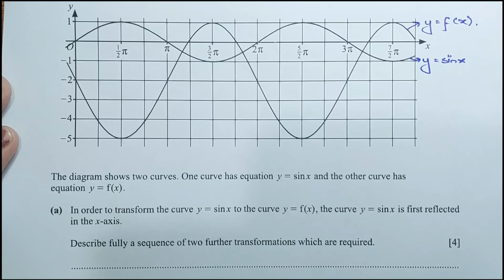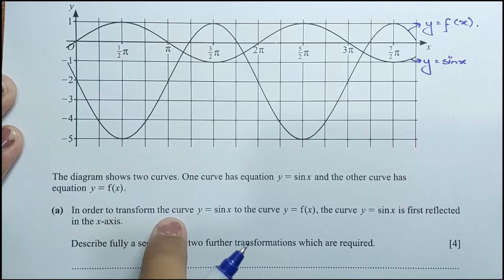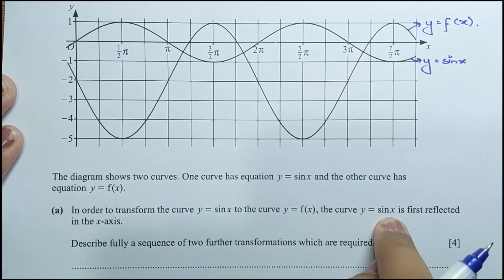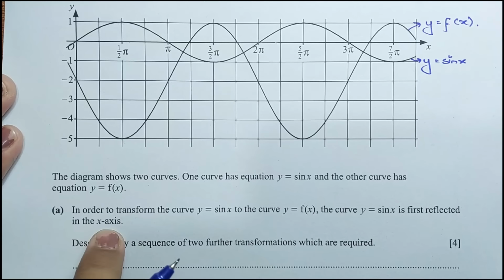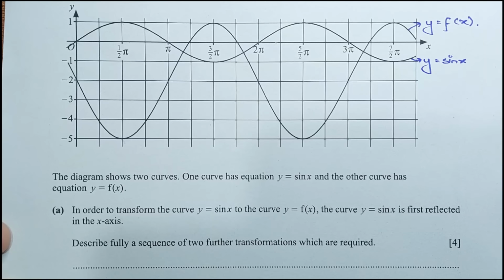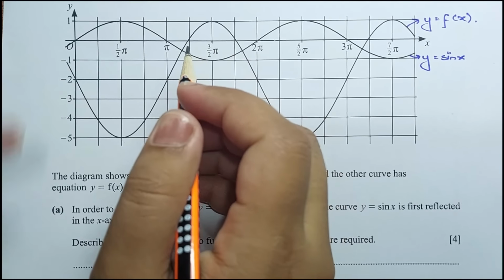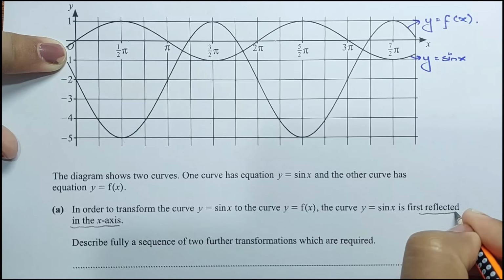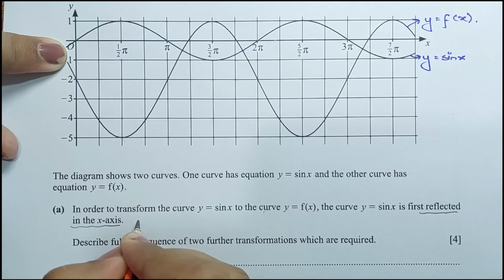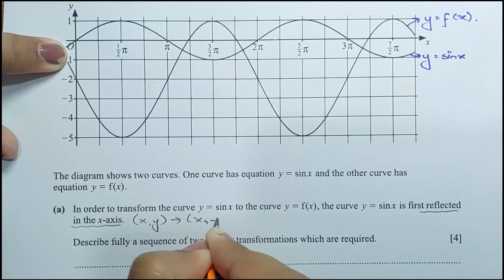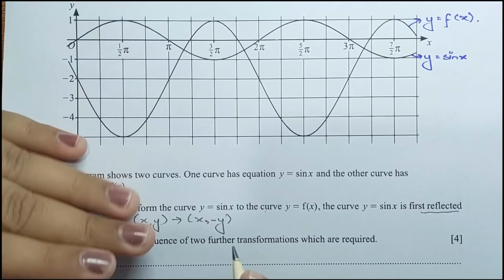Now for part A, in order to transform the curve y equals sin x to the curve y equals f of x, the curve sin x is first reflected in the x-axis. So sin x is first reflected in the x-axis. When we have a reflection in the x-axis, it means (x, y) changes to (x, −y). The x value stays the same, the y values are reversed.